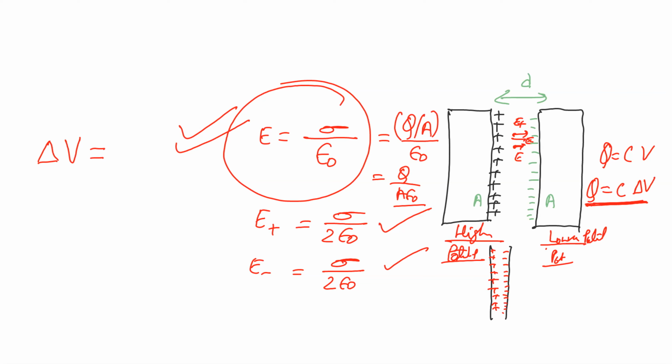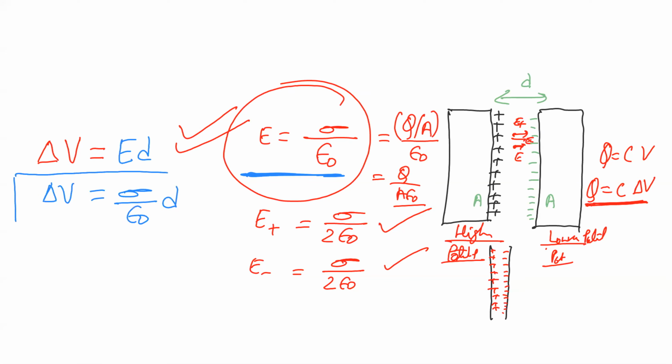Suppose the field is E. What will be the potential? How to calculate the potential? We discussed these things. Sigma D by epsilon naught, so that is E into D. Very good. E into D, which will come as sigma by epsilon naught into D. So delta V will be sigma by epsilon naught into D. This is the change in potential, the difference in potential between the two plates.